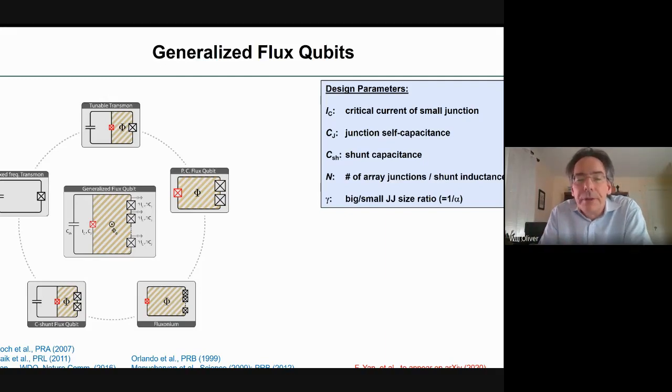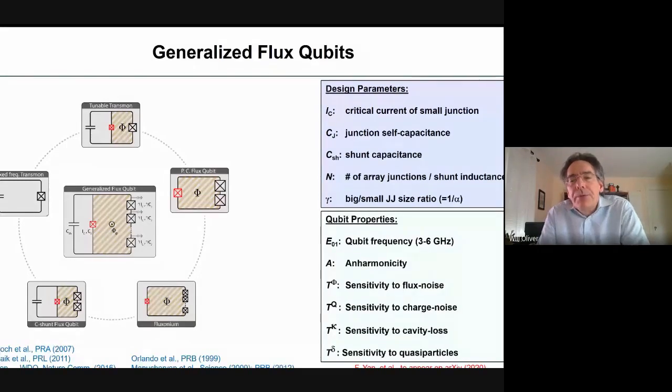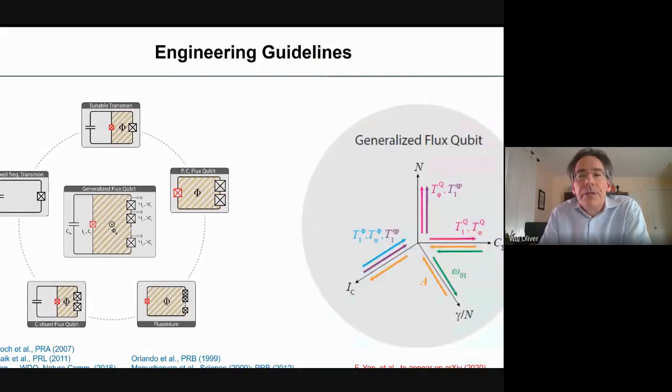I will mention gamma that I use here is basically the ratio of the big to the small junctions, which the persistent current flux qubits would think of as 1 over alpha. And the properties that we can design or get out are basically the qubit frequency and its anharmonicity, and then the sensitivity to the various types of noise. And we were just thinking, okay, what's a general framework that we can think about these different design choices, and are there rules of thumb or engineering guidelines that we can extract?